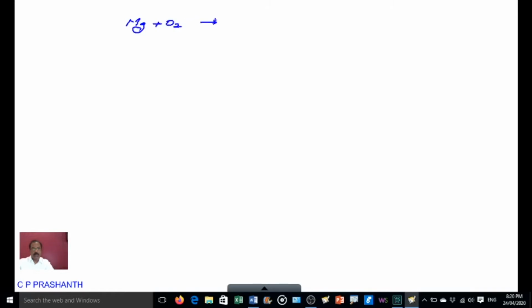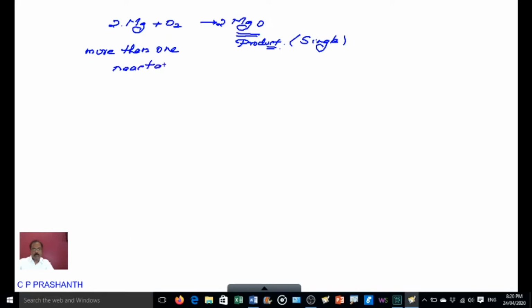The first reaction you have seen is magnesium reacting with oxygen, and it is giving you magnesium oxide, as you already know. Let us balance the reaction. It is 2 Mg plus O2 gives 2 MgO. So MgO is the product. And you can see we have a single substance formed as a product from two different reactants. The reactants are magnesium and oxygen, so we have more than one reactant, and you get a single product which is magnesium oxide.